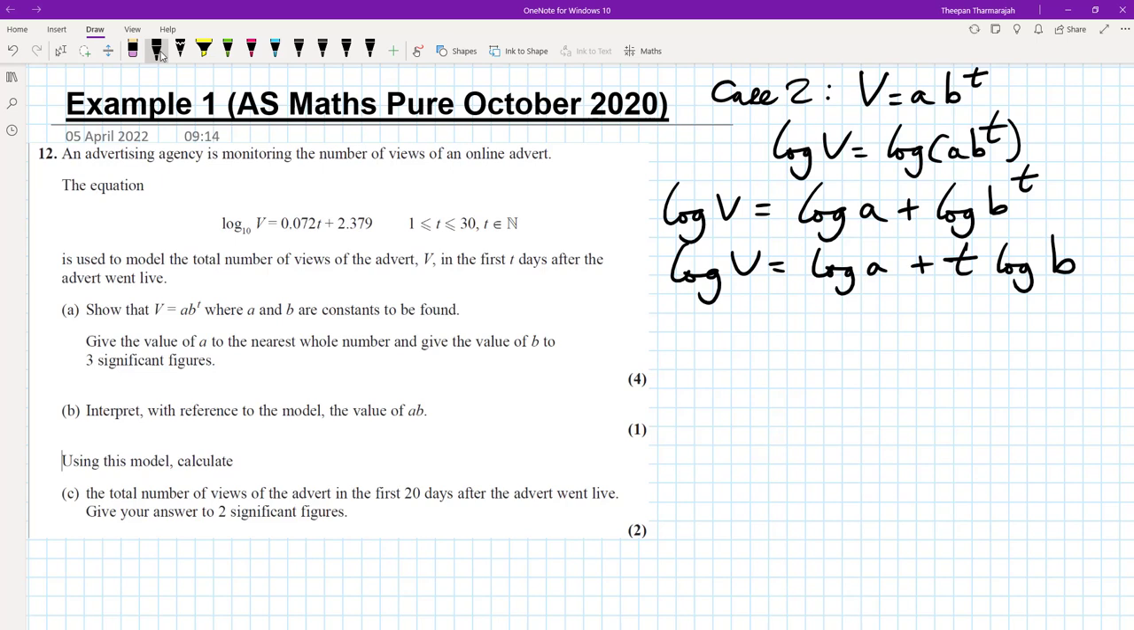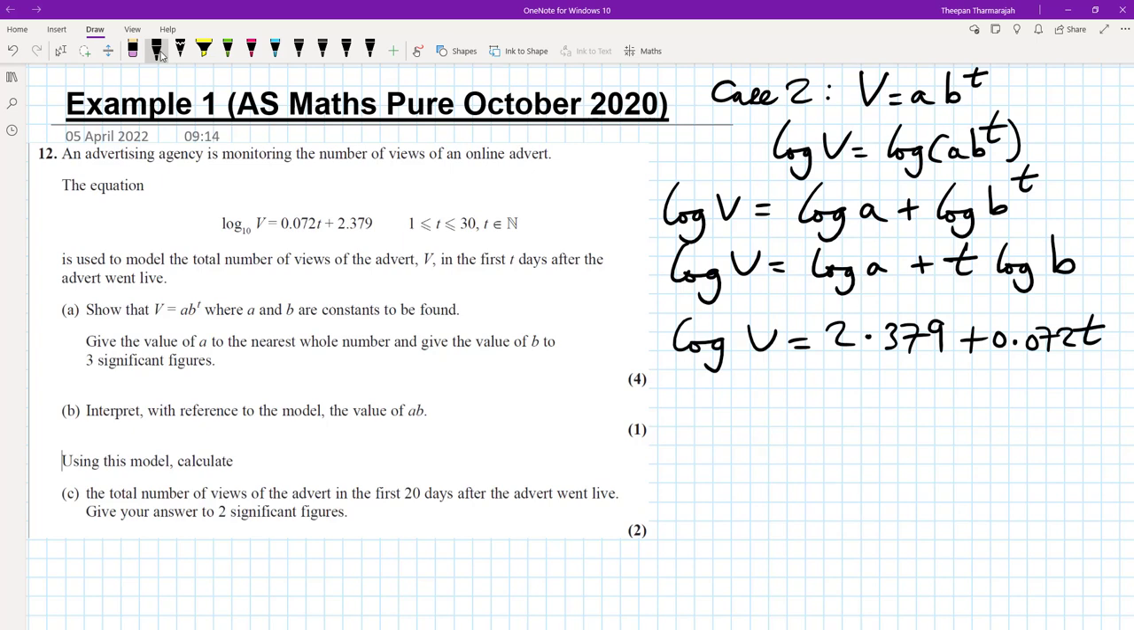So now that's in the form of y equals mx plus c. If we write our equation down, we've got log v is 2.379 plus 0.072 times t. So we can see that log a corresponds to 2.379 and that log b is in reference to 0.072.